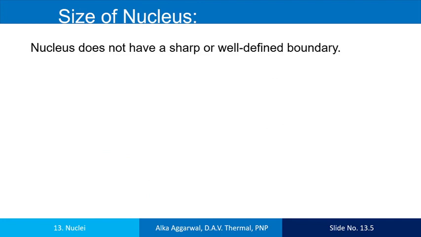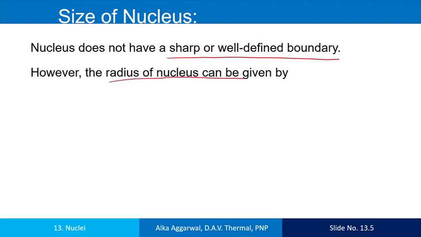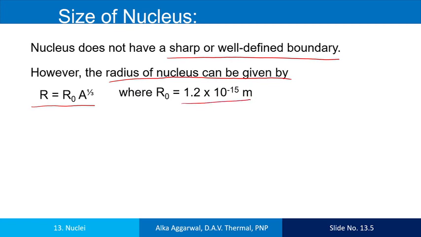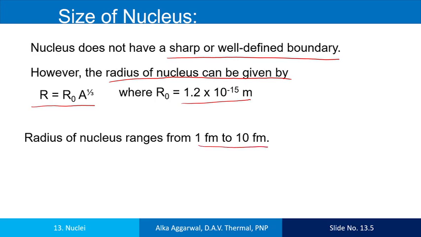The size of the nucleus: it doesn't have sharp or well-defined boundaries. However, the radius can be given by the relation R equals R naught A to the power 1/3, where A is the mass number, the sum of neutrons and protons. The value of R naught is 1.2 into 10 to the power minus 15 meter, or 1.2 Fermi. So the size of the nucleus varies from 1 Fermi to 10 Fermi depending on the number of nucleons. The size of the hydrogen nucleus is very small, while the size of the uranium nucleus is very large.